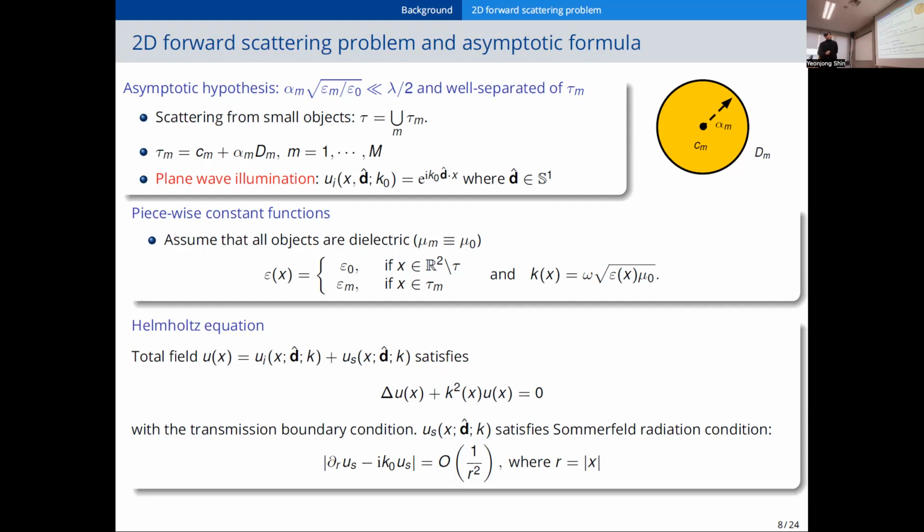From this notation and assumption, we can define the piecewise constant functions like the permittivity step function and wave number function. Then the total field U equals the incident field plus the scattered field, satisfying the Helmholtz equation with the transmission boundary condition and the Sommerfeld radiation condition. This means that the energy fades out away from the object.